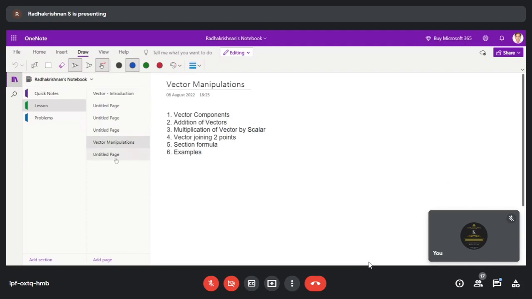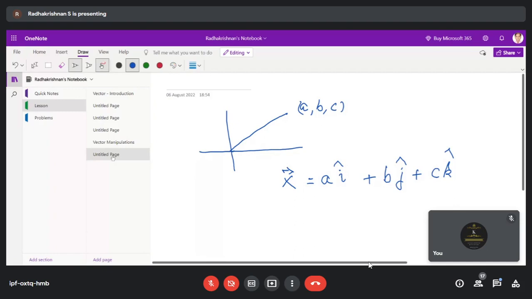Addition of vectors. How do we add two vectors? Triangular law of addition method. Sir, we add the magnitudes of the i cap. Yes, that is one way. Both are correct. Both of you have responded correctly.